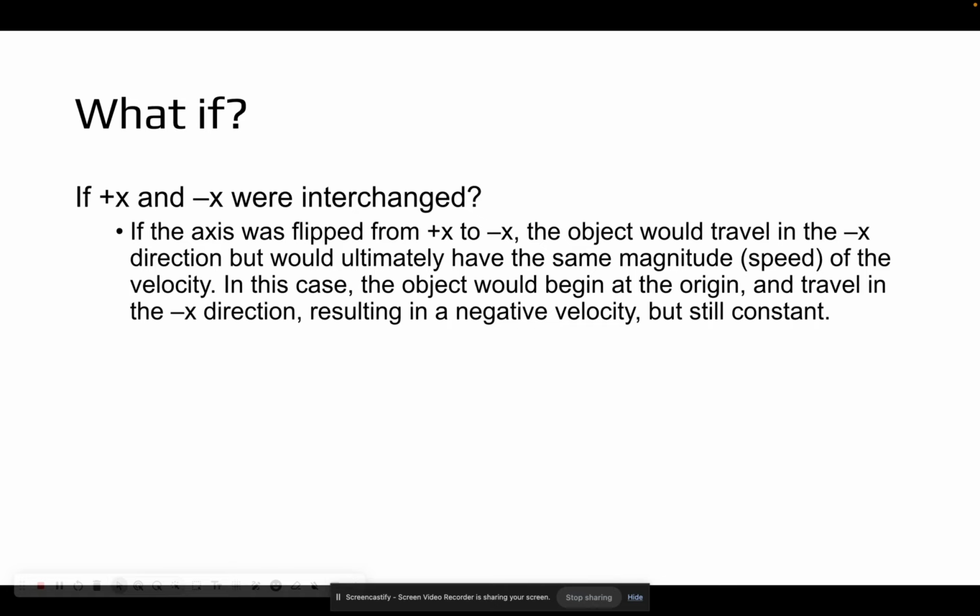So what if the positive x and negative x directions were interchanged on the axes? If the axes were flipped from positive x to negative x, then the object would travel in the negative x direction, but would ultimately have the same magnitude of velocity. In this case, the object would begin at the origin and travel in the negative x direction, resulting in a negative velocity, which is still constant.